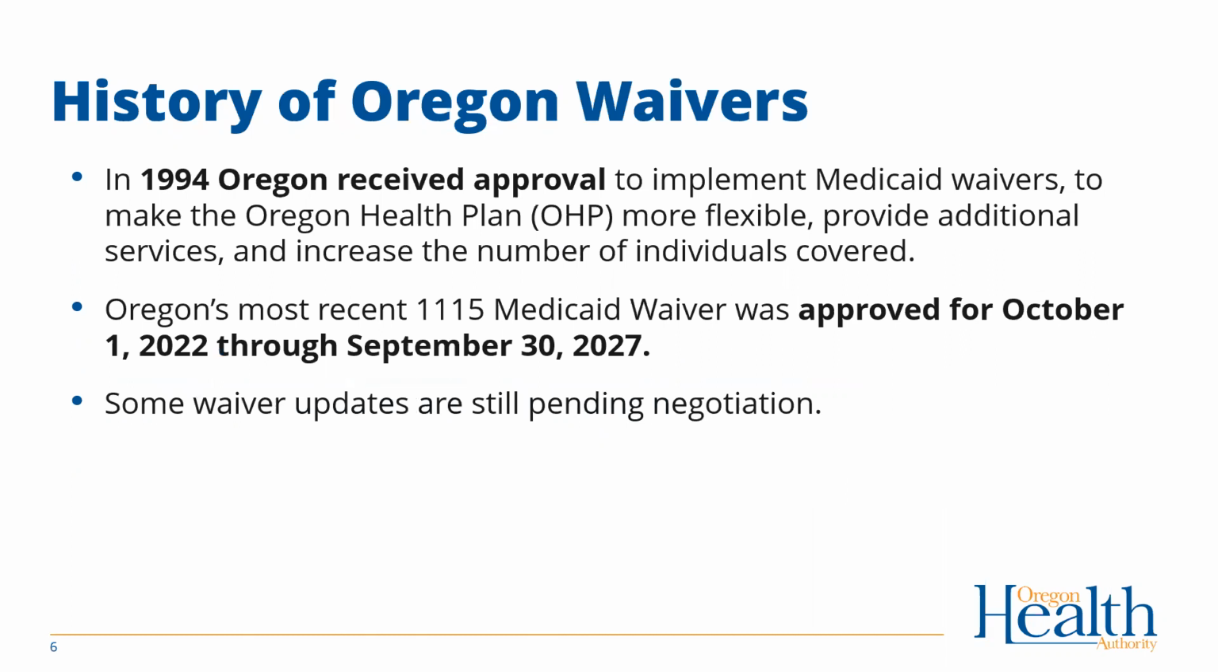When we talk specifically about waivers here in Oregon, we've been on an 1115 Medicaid waiver since 1994. And we use it to make sure that the Oregon Health Plan is more flexible, covers services maybe we weren't able to in the past, and increases the number of people that we can cover. I mentioned that this is a 5-year process. This current renewal was approved starting October 1 of last year, 2022, and it goes through September of 2027.